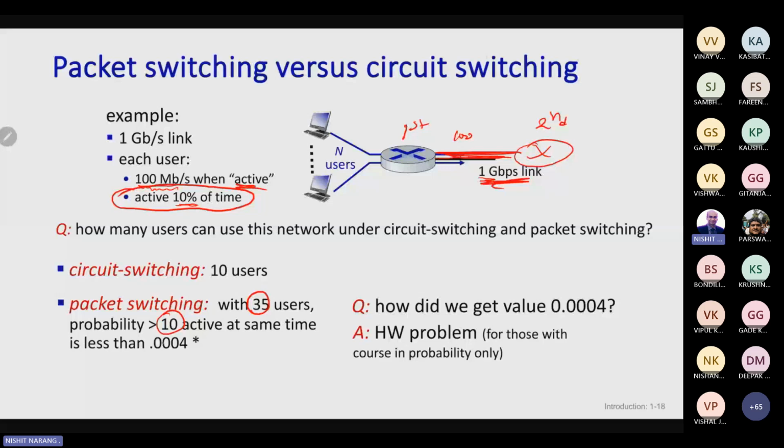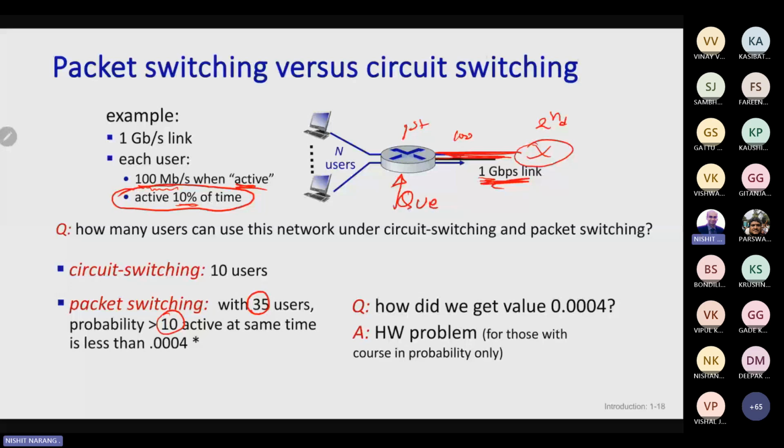So what we're basically saying is that even if I choose n equal to 35, my network can still sustain itself. Why? Because the probability that more than 10 will be active at the same time is minimal, is very small. And if that happens, my switch has the capacity to buffer certain packets. It has what we call some data queues.